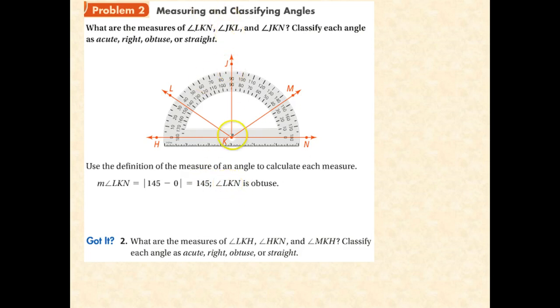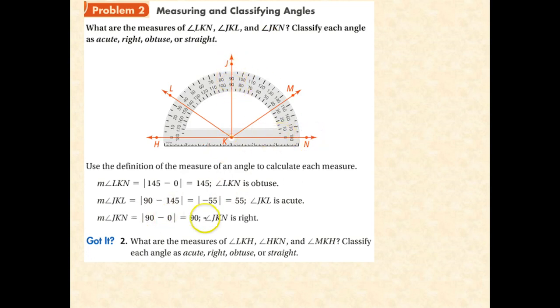What about JKL? That's going to be the measure of this ray, which is 90, minus the measure of this ray, which you can call it 35 or 145. Either way, if we're taking the absolute value, we'll still get 55. And that's less than 90, so it's acute. And then measure of JKN is going to be 90 minus 0, and that's a right angle. So go ahead and pause and see if you can figure out these other measurements and classify them.